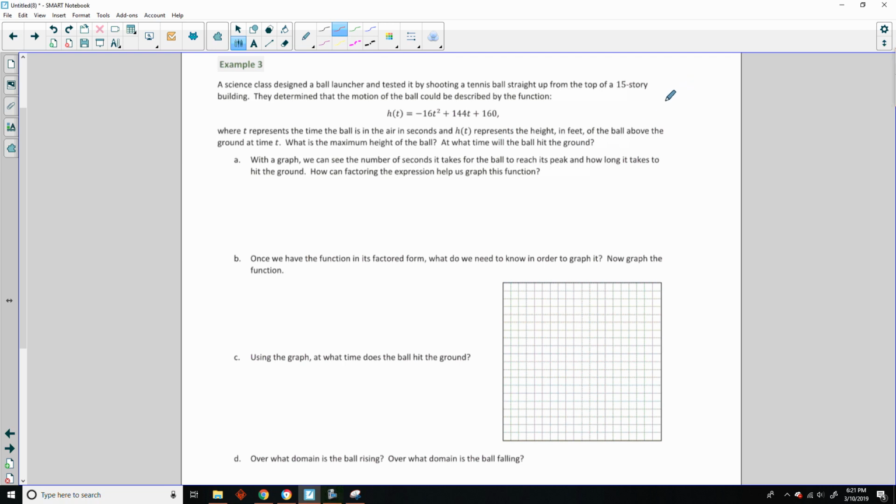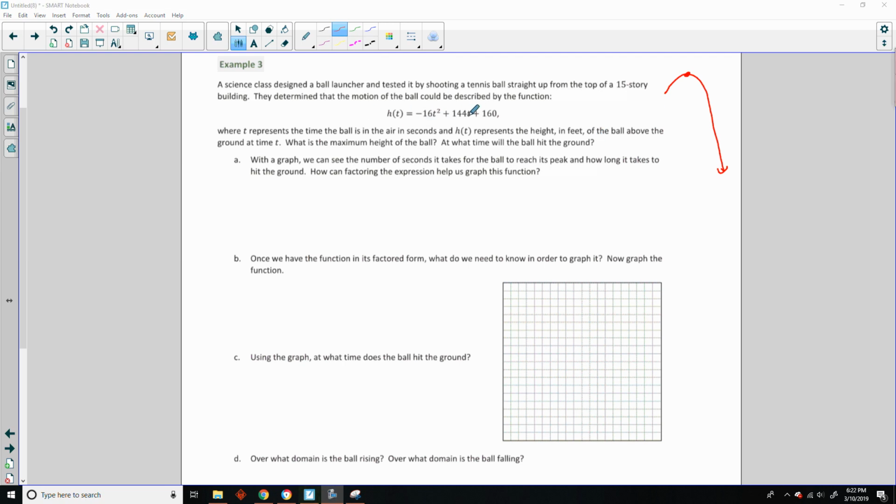So if you are shooting a ball off the top of a building, it's going to go up and then all the way down to the ground like that. So that would be opening down, so therefore my a is negative, and I will have a maximum at the top. How can factoring the expression help us graph the function? Okay, so it says what is the maximum height of the ball? At what time will the ball hit the ground?